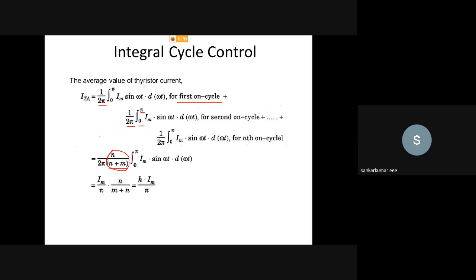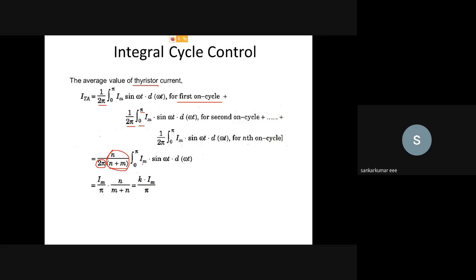For a single cycle, the time period will be 2 pi, and only the limit will differ. For calculating the voltage, we have 0 to 2 pi as the limit. For calculating the average value of thyristor current, we have the limit as 0 to pi, since out of a single cycle each thyristor will be conducting for pi radians. So the limit will differ, 0 to pi.